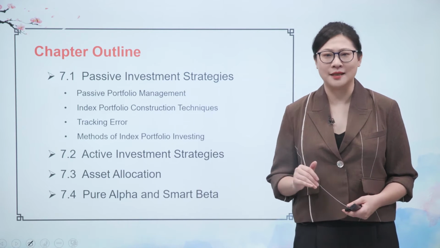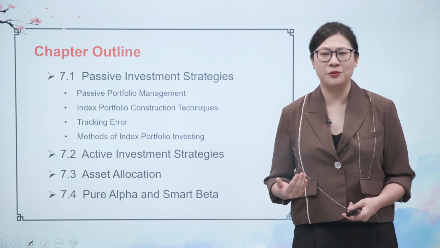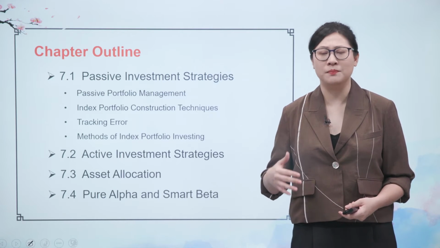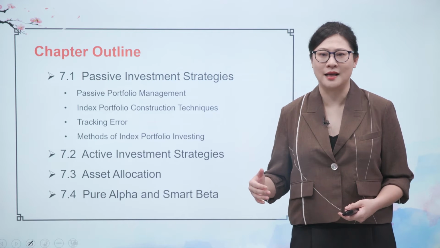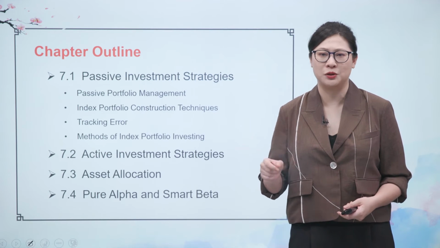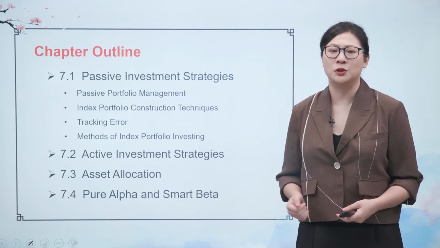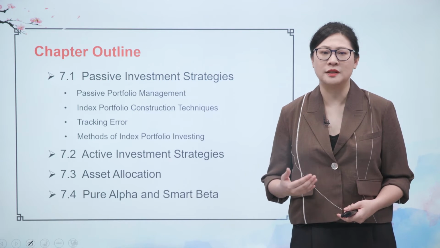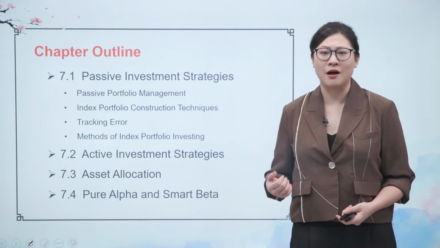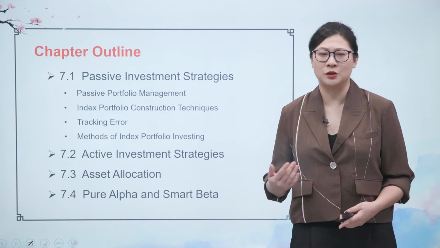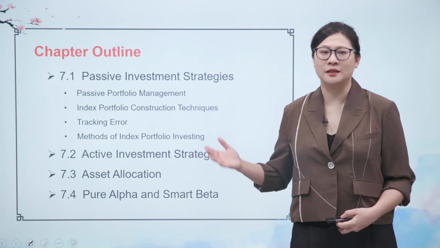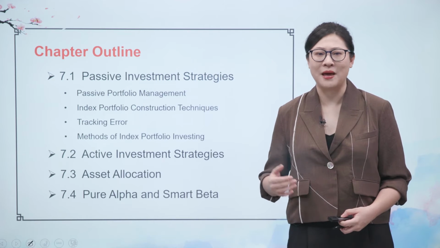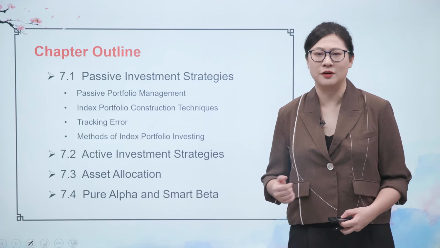7.3 is asset allocation, to help you understand how we can make asset allocation between different asset classes and do some adjustment between them. And the last part, we will introduce how the mutual fund manager uses strategies, like pure alpha strategy, smart beta strategy, etc. So that's the whole chapter. Now let's have a look at 7.1, the passive investment strategy first.